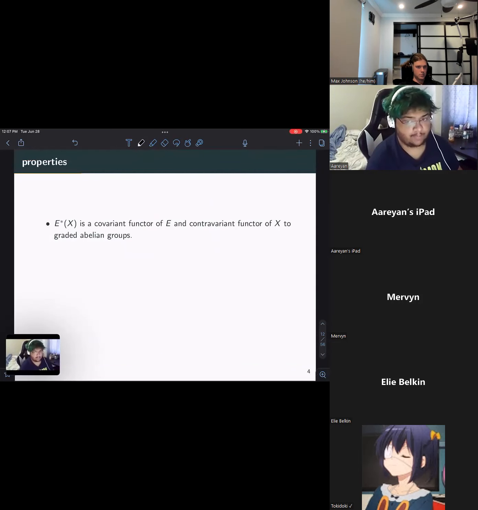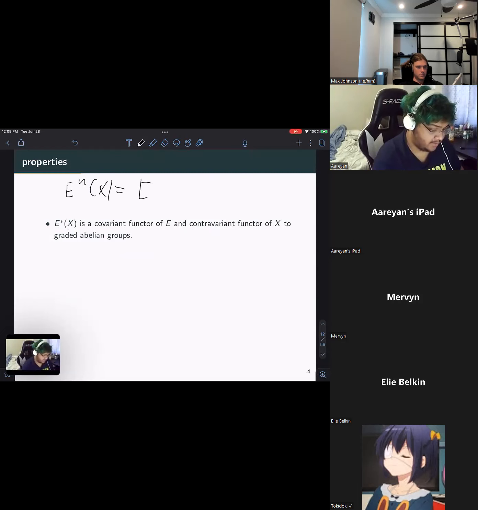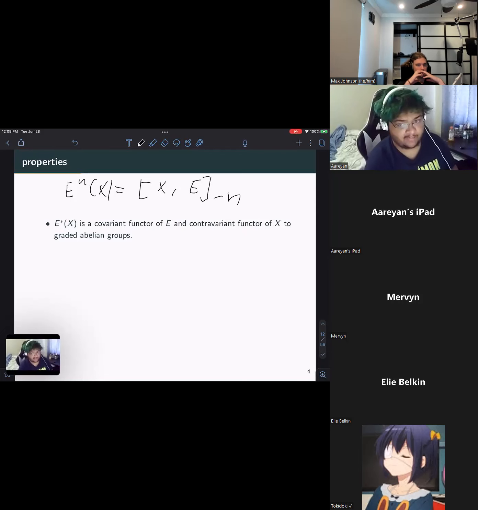Right, so now let's talk about some of the properties of the homology we defined. And I'm going to quickly remind you that E^n(X) is just the maps from X to E of degree negative n. So that's cohomology. And by the way, from now on, whenever I say cohomology, just assume that a dual result for homology also holds. I'm not going to tell you cohomology and homology both times, unless I specify otherwise.